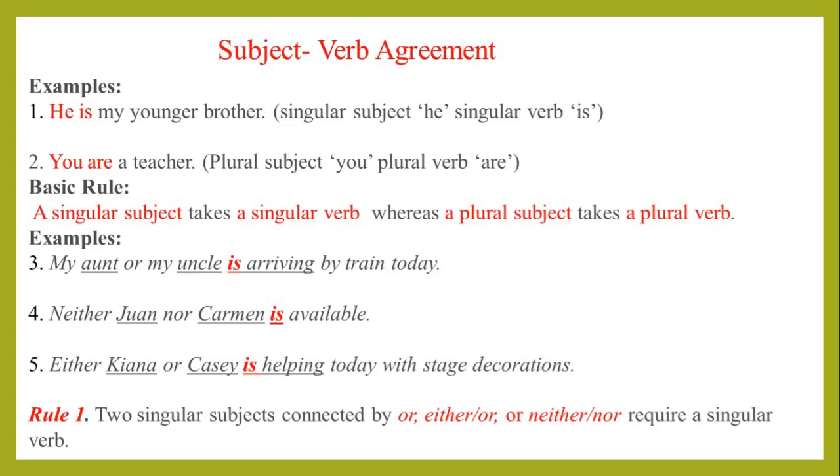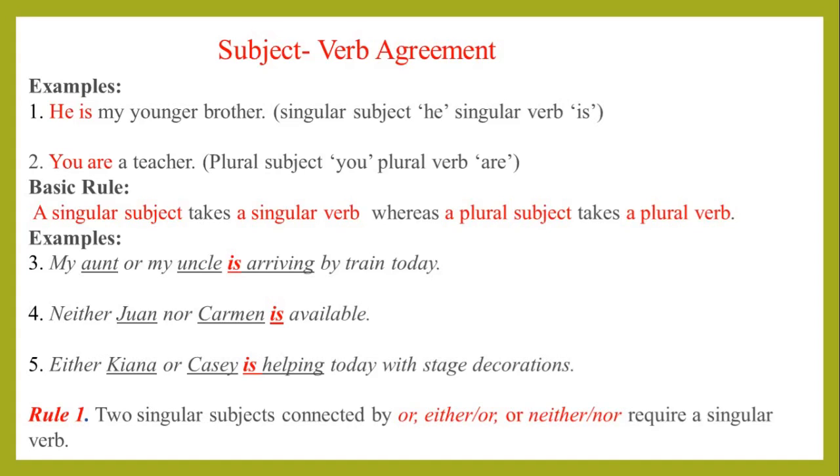So please observe the first sentence, he is my younger brother. Here the subject is singular and the verb is also singular. In the second example, you are a teacher. Here, the subject you is plural and that's why the verb are is used here in the plural form. So the basic rule of subject-verb agreement is a singular subject takes a singular verb, whereas a plural subject takes a plural verb.